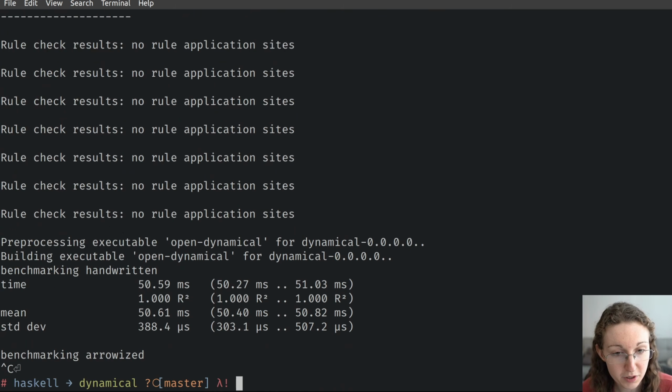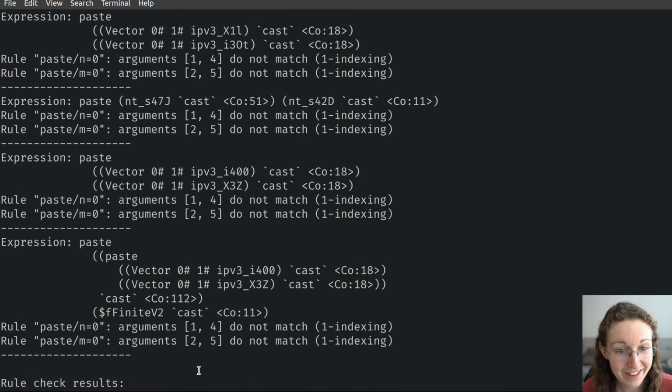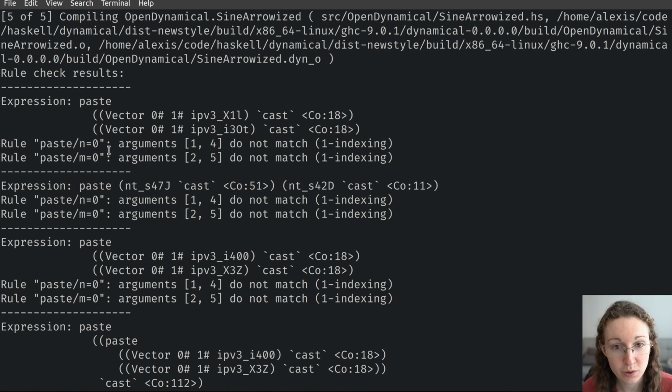I didn't actually mean to rerun the benchmarks. So we can see that GHC is saying there are some situations where our rules are not actually matching. And so in this particular case, I mean, the output here is not super easy to read, but it's saying that arguments like this paste n equals 0 doesn't apply because arguments 1 and 4 do not match, and m equals 0 does not apply because arguments 2 and 5 do not match.